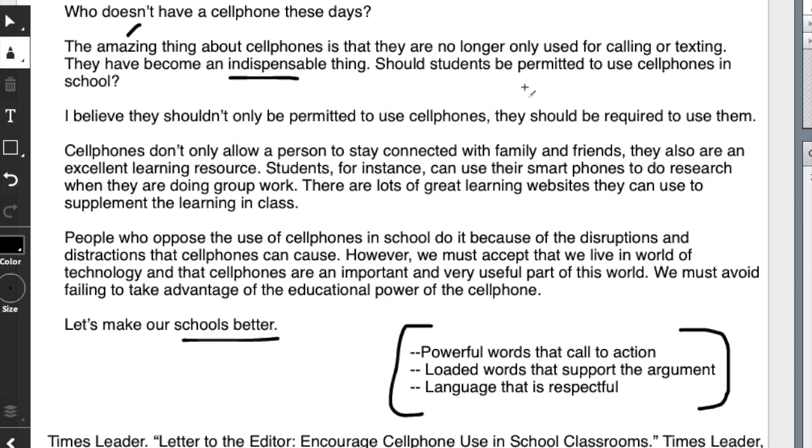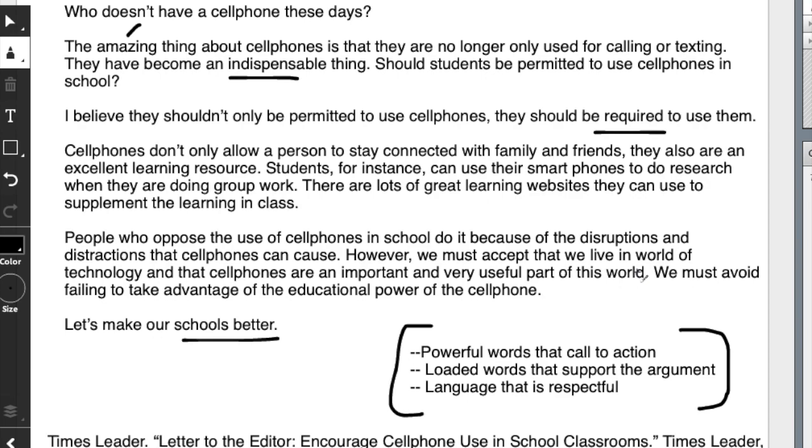Students should be permitted to use cell phones. Should students be permitted to use cell phones in school? Another rhetorical question. I believe they shouldn't only be permitted, they should be required. So again, we're supporting our argument with very specific, powerful words. Required, indispensable, better, amazing. All of these words have positive connotations to them in regards to the subject matter.